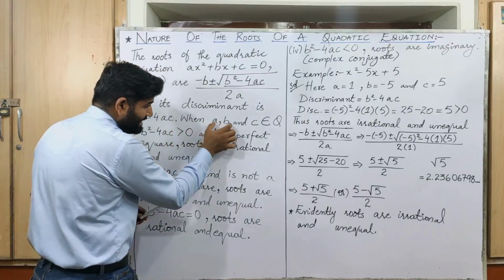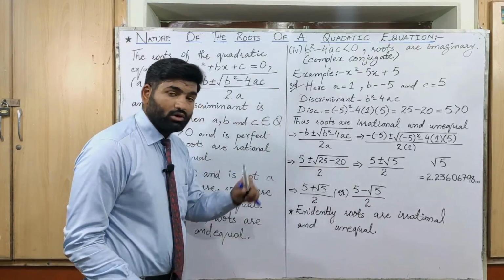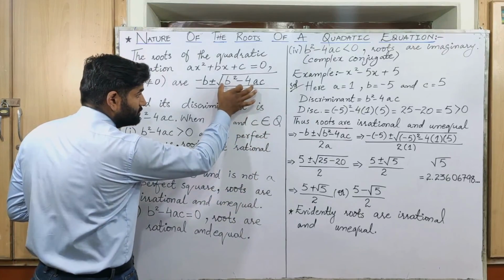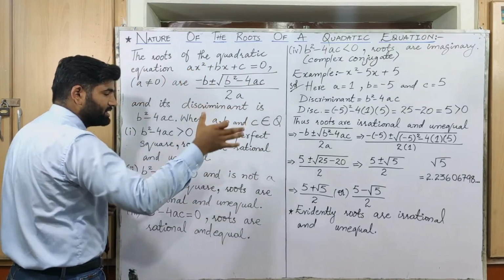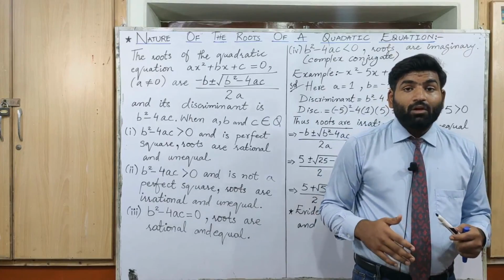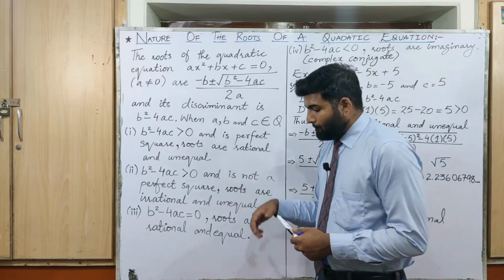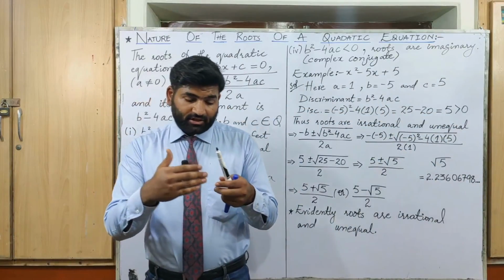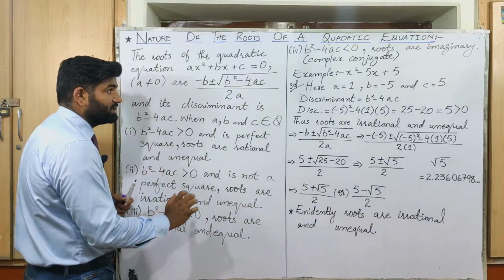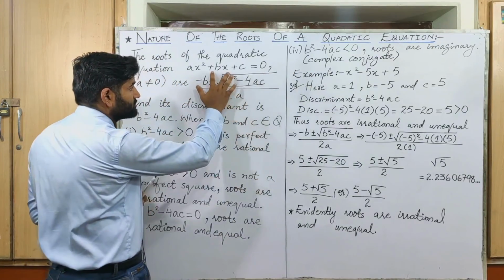So when a, b and c belong to the rational numbers, which are denoted by Q, as we have already learned, what are the conditions? The discriminant b square minus 4ac can be greater than 0, less than 0, or equal to 0. These are the three conditions, but we have distributed these properties into 4 conditions, which will let us know the nature of the roots we will get from this quadratic equation.